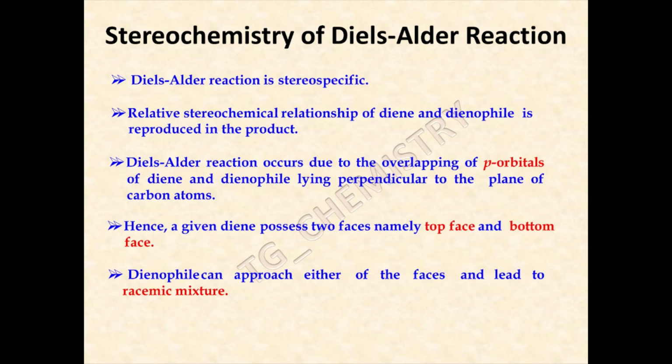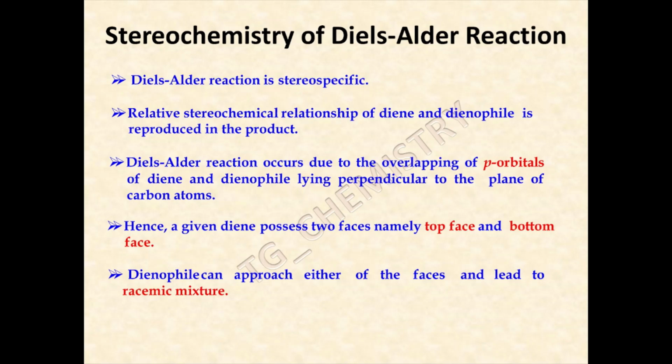Next comes the stereochemistry of the Diels-Alder reaction. As I said before, the Diels-Alder reaction is a stereospecific reaction, and the relative stereochemical relationship of the diene and the dienophile is reproduced in the product. The Diels-Alder reaction occurs due to the overlapping of the p orbitals of the diene and the dienophile, which lie perpendicular to the plane of the carbon atoms. So this is the process by which the Diels-Alder reaction proceeds.